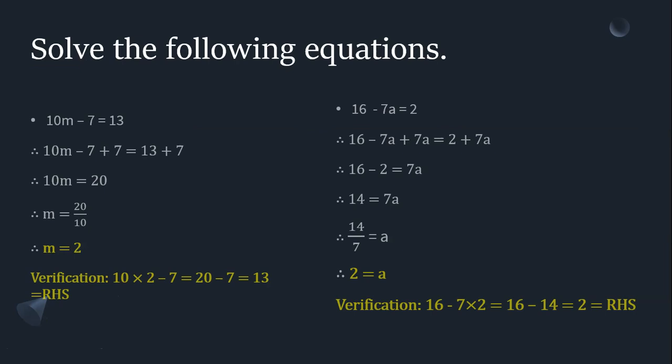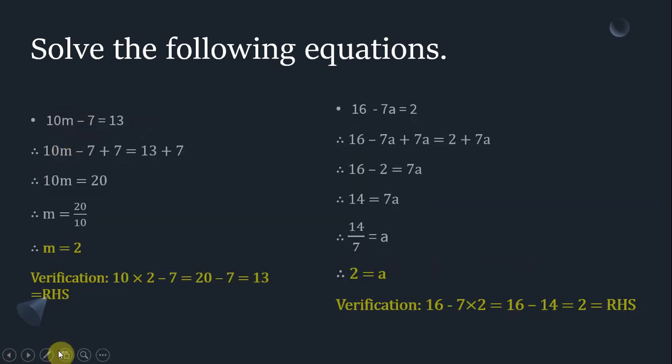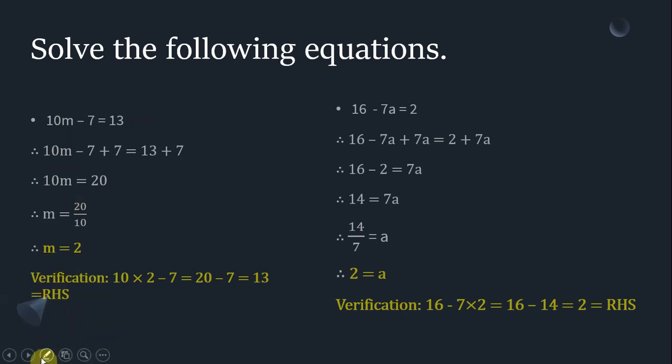Here the first equation is 10m minus 7 equal to 13. As we saw in the last video, to solve the equation means to find out the value of m so that left side and right side will become equal. In place of m, some number should be kept so that left side and right side will become equal. But it is very difficult if you try to find it by putting in values.